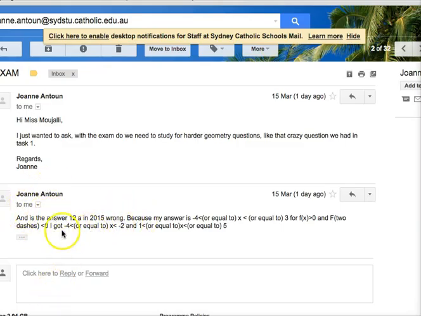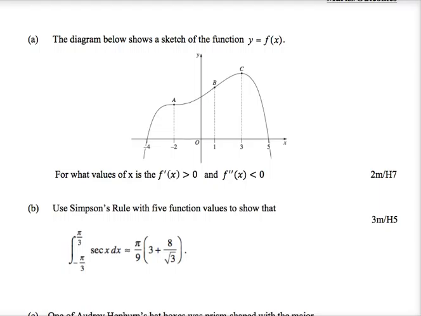Now, in relation to the 2015 paper 12A, I'm going to have a look at that now. Joanne, if this is the question you're talking about, question 12A in the 2015 paper, I'm assuming it's our 12A. For what values of x is f dashed x greater than 0? Well, this is the sketch of the function y equals f of x. So f dashed x is the gradient, so they're asking where is the gradient positive.